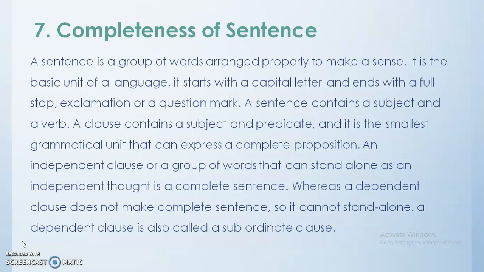An independent clause can be a simple sentence as well. We will talk about clause, independent clause, dependent clause, etc. in the next slide in detail. Whereas a dependent clause does not make a complete sentence, so it cannot stand alone. A dependent clause is also called a subordinate clause.